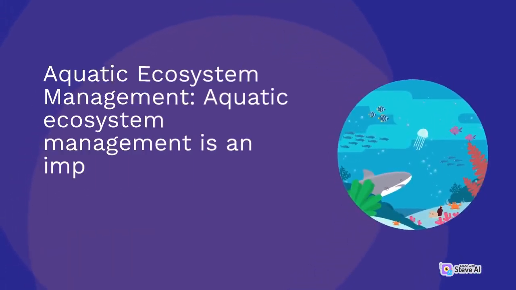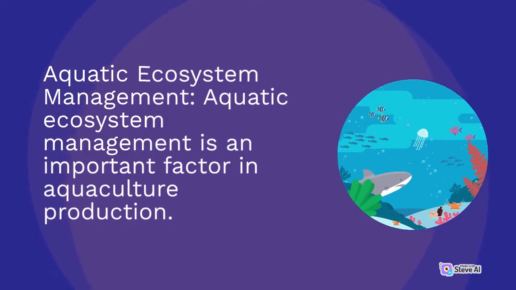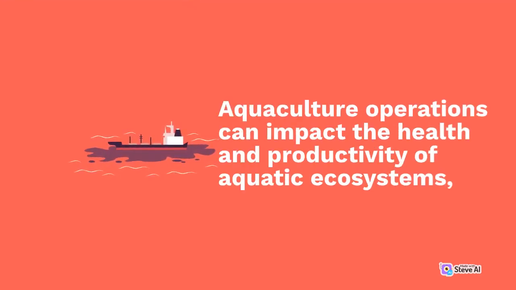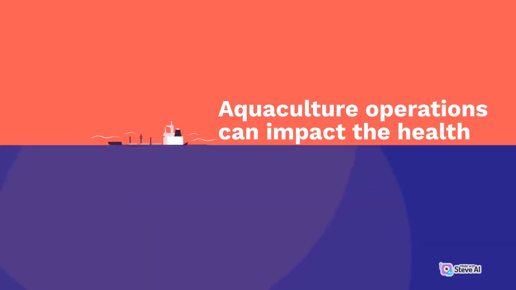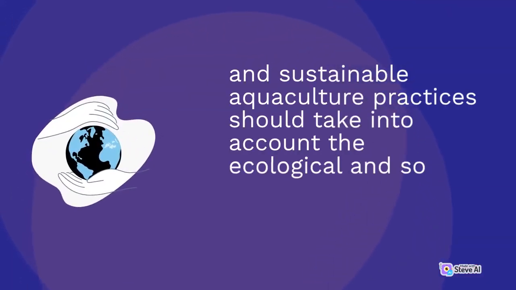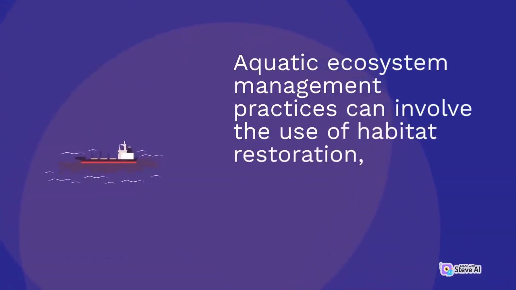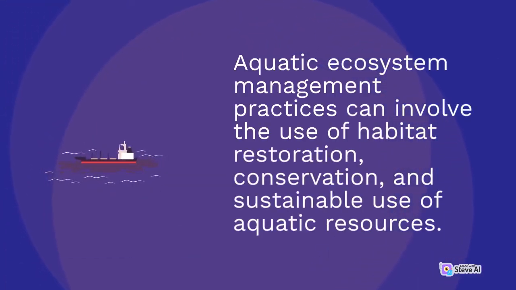Aquatic ecosystem management. Aquatic ecosystem management is an important factor in aquaculture production. Aquaculture operations can impact the health and productivity of aquatic ecosystems. And sustainable aquaculture practices should take into account the ecological and social impacts of these operations. Aquatic ecosystem management practices can involve the use of habitat restoration, conservation, and sustainable use of aquatic resources.